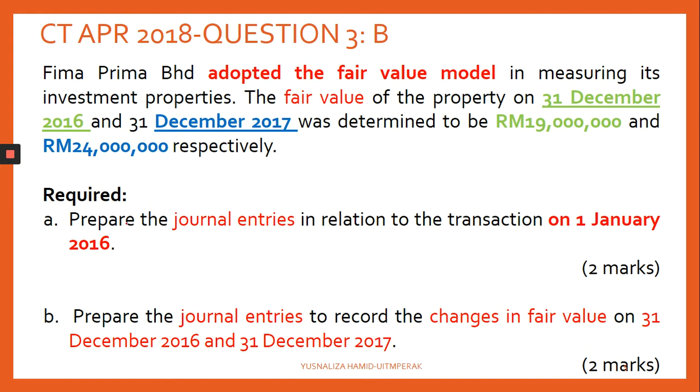Look at the requirement. You are asked to prepare the journal. Before you can prepare the journal, you need to make sure that you get the initial costs correct so that you can record the transaction on 1st of January 2016. So this is the initial recognition and measurement journal. Second one, prepare the journal entries to report the changes in fair value on the 1st of December 2016, either as a gain or a loss.